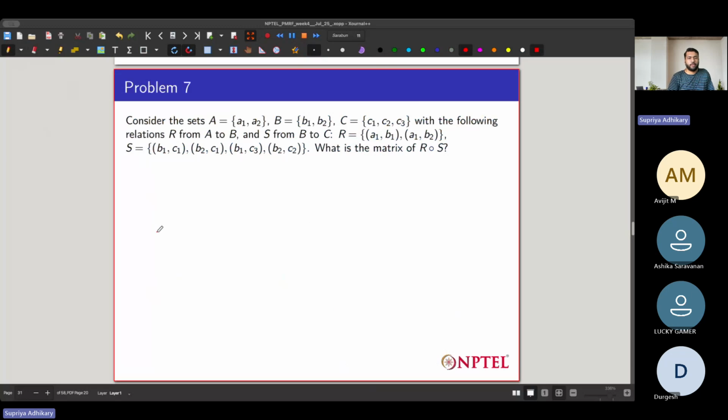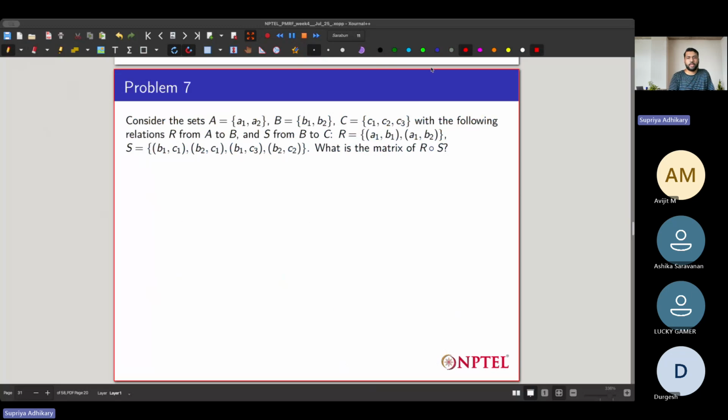So there are two ways that we can do this. First, we can do this graphically, and we can also find out the matrix, and then we can apply binary multiplication of those matrices. Okay, so first let us consider the graphical method.